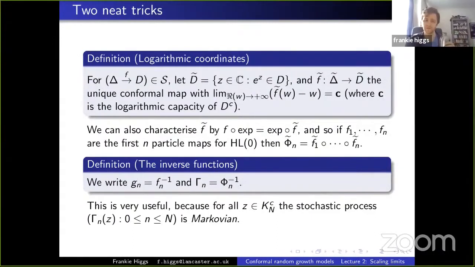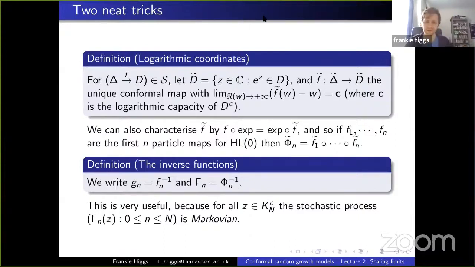So there's another thing we use, which is extremely helpful, especially for the Hastings-Levitov model with alpha equals 0, which we're considering. So it seems minor. Instead of considering these functions f_n, which attach the nth particle, we consider the function g_n, which is the inverse of f_n, and the function gamma_n, which is the inverse of the whole cluster map. So gamma_n goes from the complement of the cluster back to the complement of the reference domain.